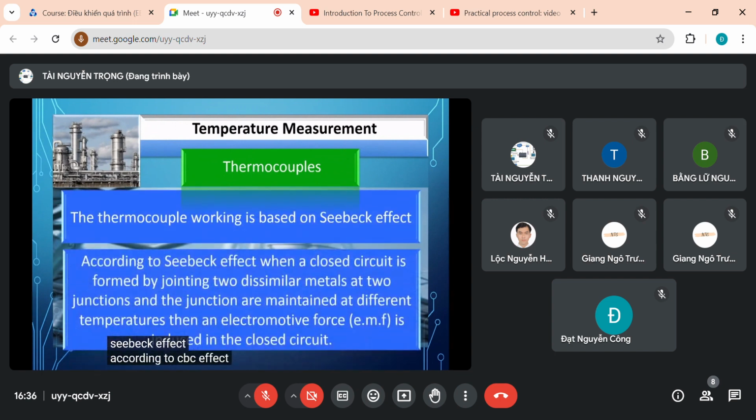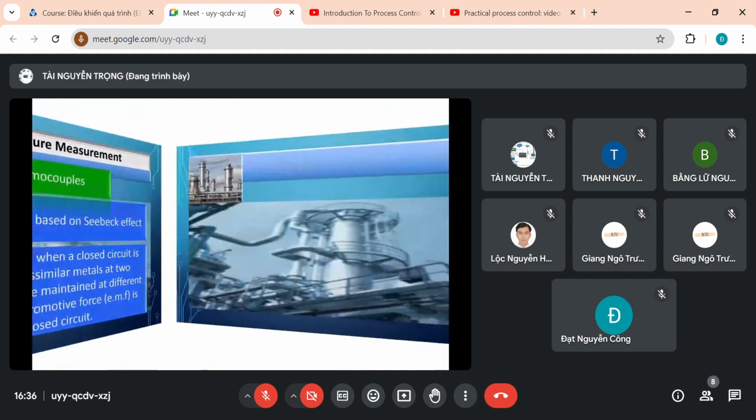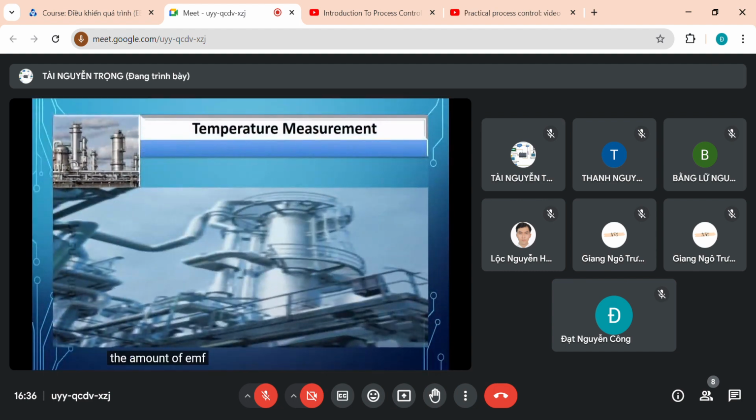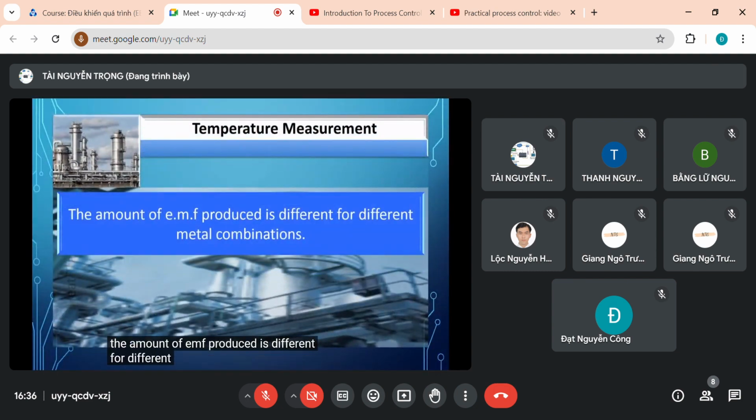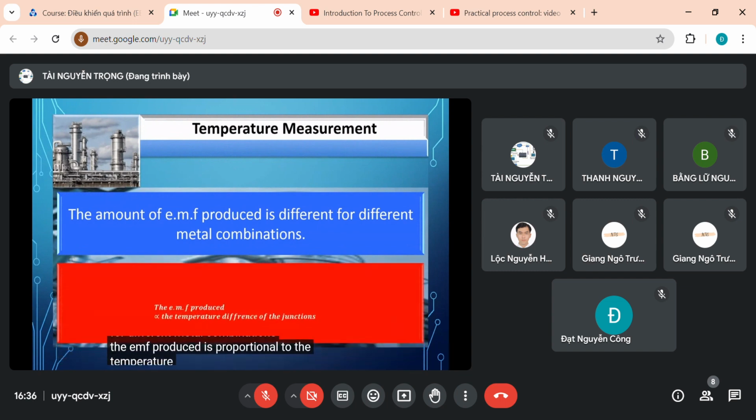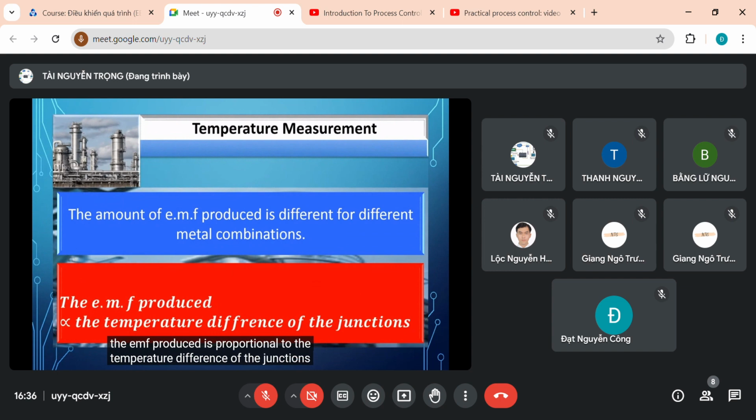According to the Seebeck effect, when a closed circuit is formed by joining two dissimilar metals at two junctions, and the junctions are maintained at different temperatures, then an electromotive force (EMF) is induced in the closed circuit. The amount of EMF produced is different for different metal combinations. The EMF produced is proportional to the temperature difference of the junctions.